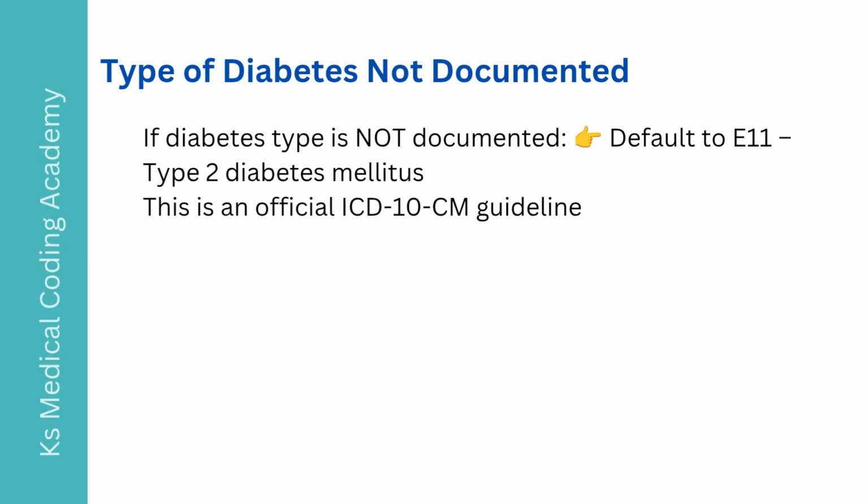Diabetes type not documented. When the type of diabetes is not documented, the ICD-10-CM default is type 2 diabetes mellitus, code E11. This is a very common CPC exam question.